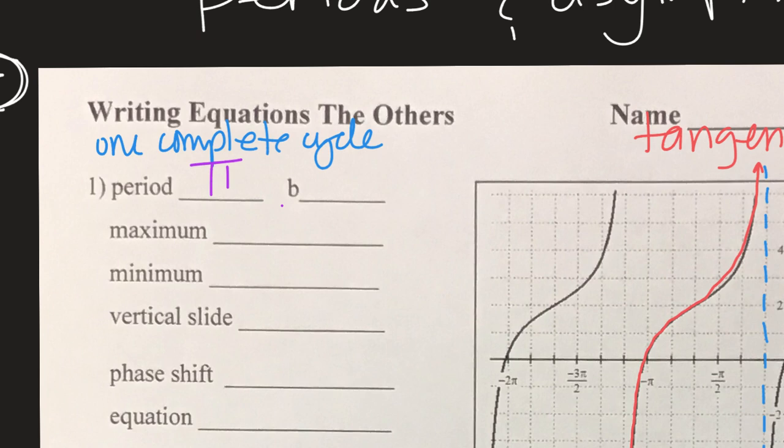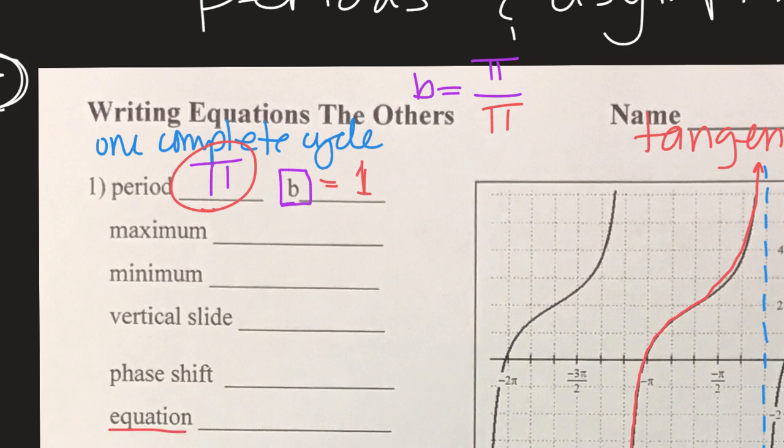So our b value, this is what we need for our equation. The b value is always found by doing pi, your standard period, divided by whatever our period is. So our period is pi. Pi divided by pi means we have a b value of 1. In other words, we're not going to see a number in front of the variable when we get down to writing the equation with a b value of 1.